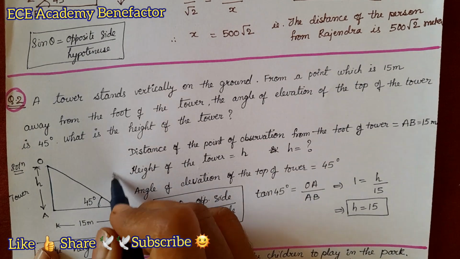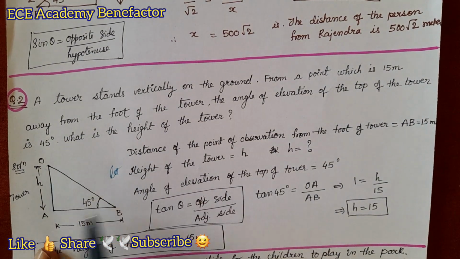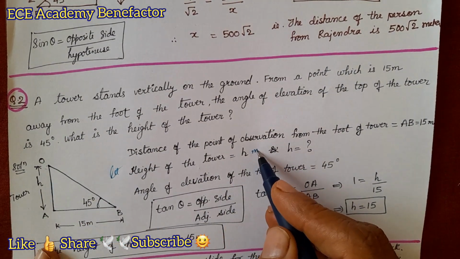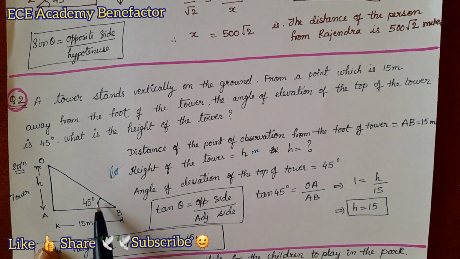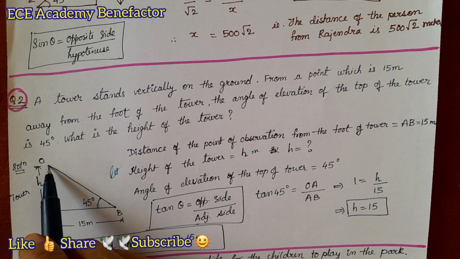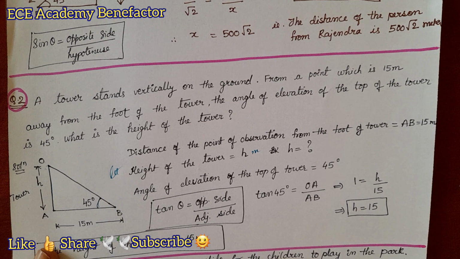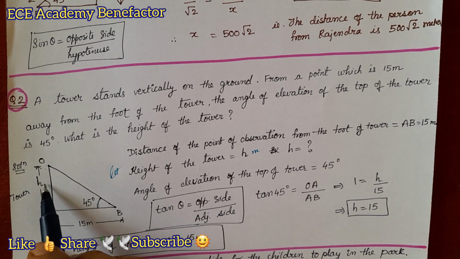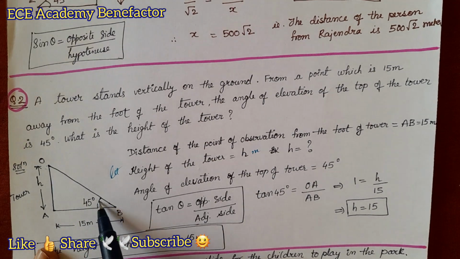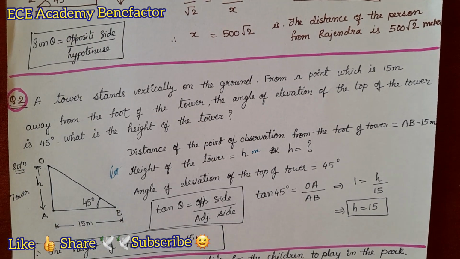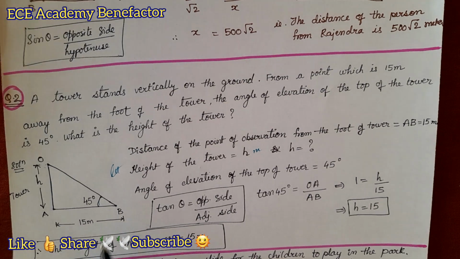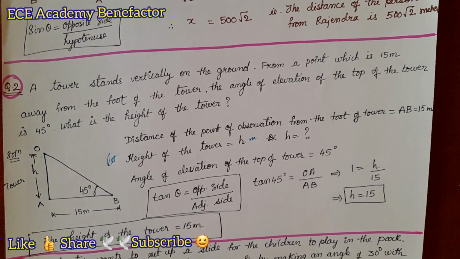Let the height of the tower be h meters, and the angle of elevation to the top of the tower is 45 degrees. Now, what do we need to find here? h. What is h here? The opposite side of this angle. So, when we need to find the opposite side, the adjacent side is given to you. So, which ratio do we need to apply?